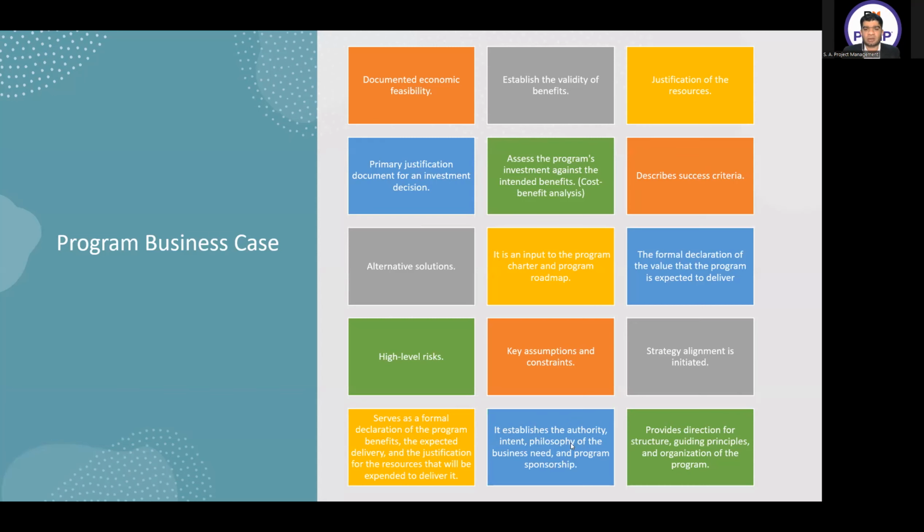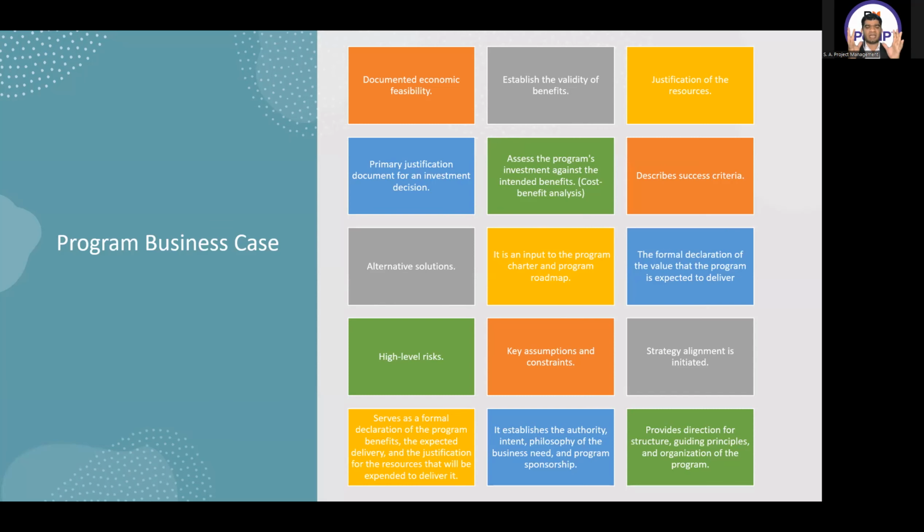It establishes the authority, intent, philosophy of the business need and sponsorship, provides direction for structure, guiding principles, and organization of the program. So these are the most important keywords from the exam point of view, for understanding point of view, you have to understand for the business case. And the key tone of all these things is the justification document, which is the first document, a business case, where strategic alignment is initiated.